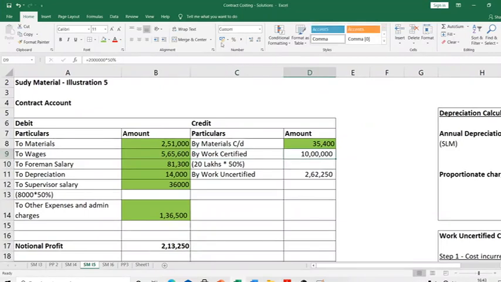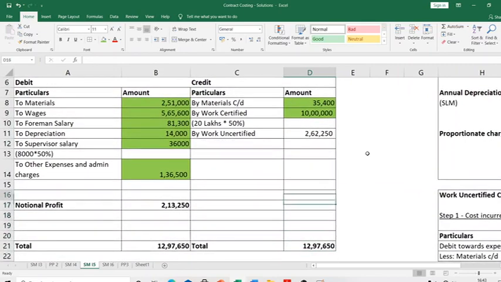Okay. 10 lakhs. Let's cover this. Now let me come to work uncertified. Here, for work uncertified, I'm going to go for a calculation. See, assume this number is correct. I'll explain how this number is arrived at.